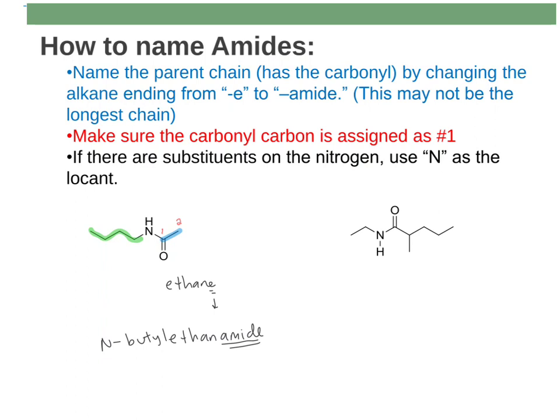You're going to put your substituents in alphabetical order. So don't worry about the N too much, it's just like saying there's a 2-methyl or a 3-propyl or something like that. So let's look at this example here on the right-hand side.